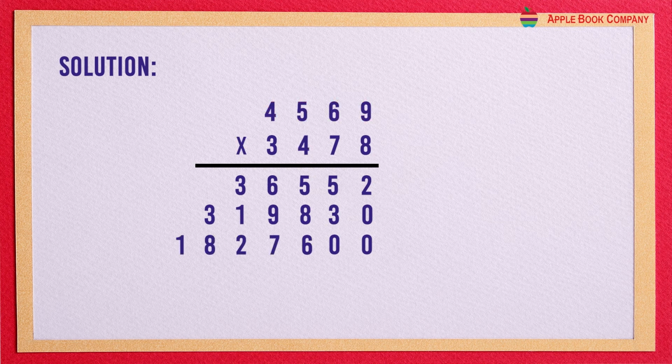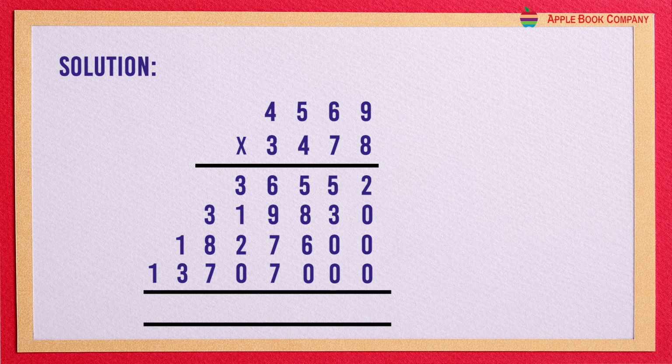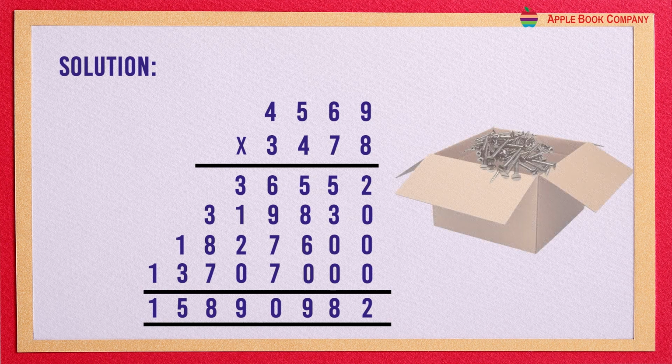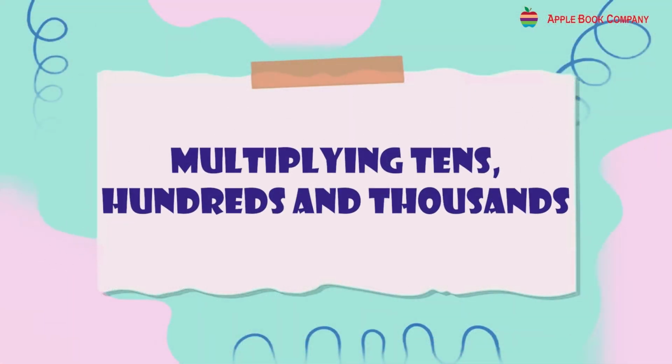You will get 18276. Now similarly 4, 5, 6, 9 into 3000. So just put these 3 zeros here and start multiplying with 3. You get 13707,000. Right? So now you have to add all these values. You will get 15890,982. Total number of screws is 15890,982.